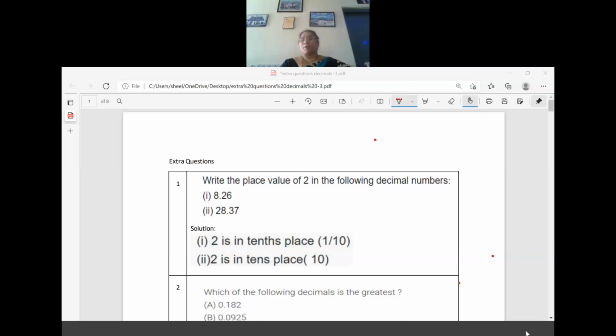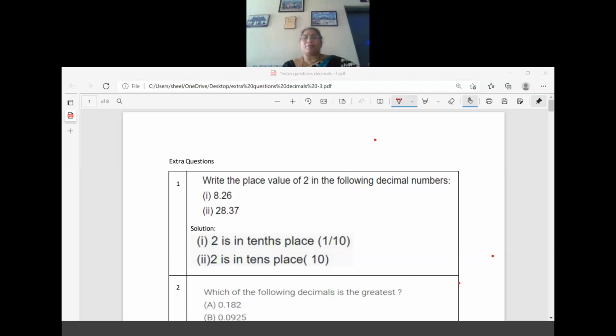Write the place value of 2 in the following decimal numbers. We already started decimal numbers, their place value, addition of decimal numbers, and subtraction of decimal numbers. Some more questions we are going to do in today's class for practice only. So write the place value of 2 in the following decimal numbers.